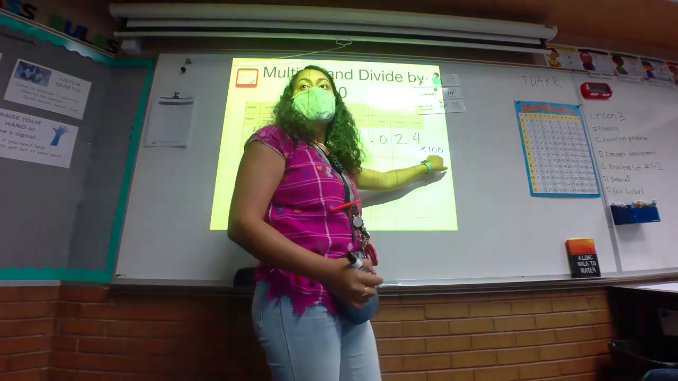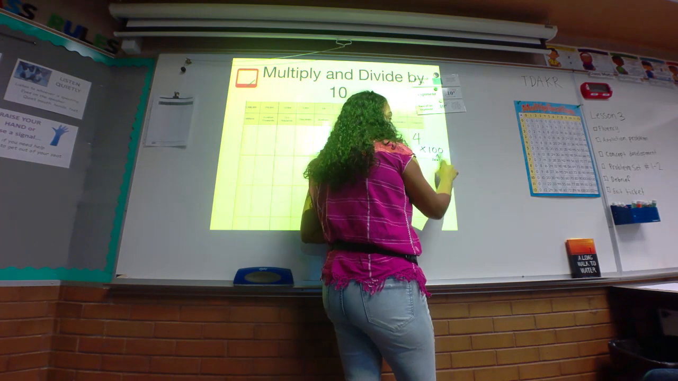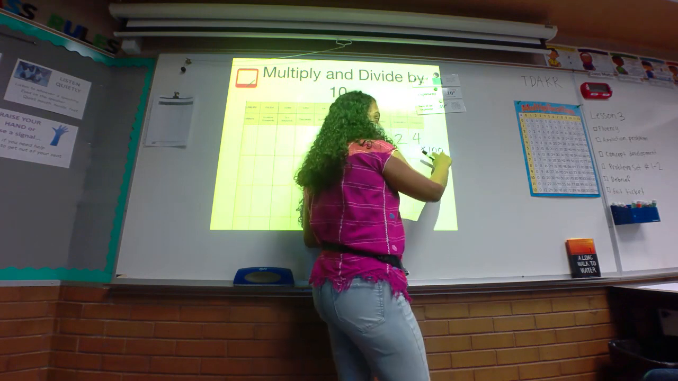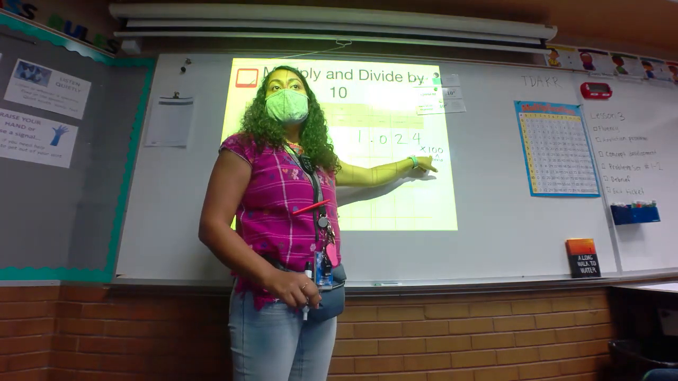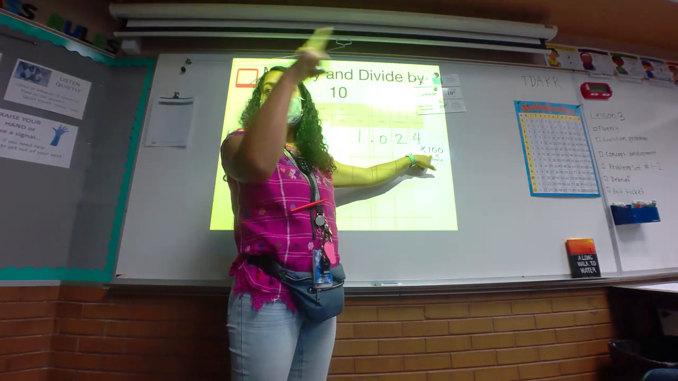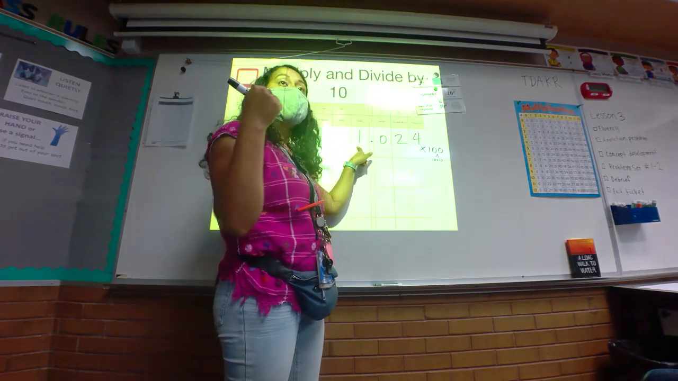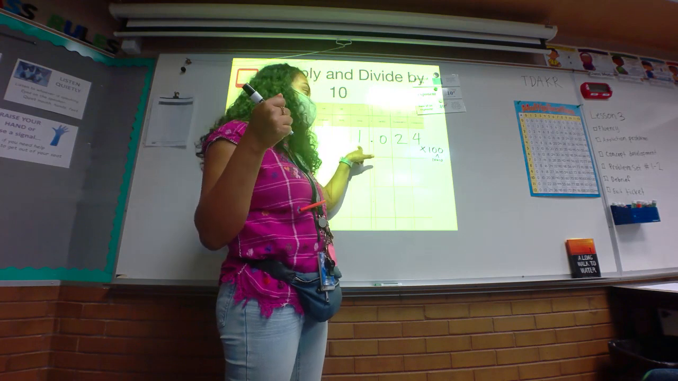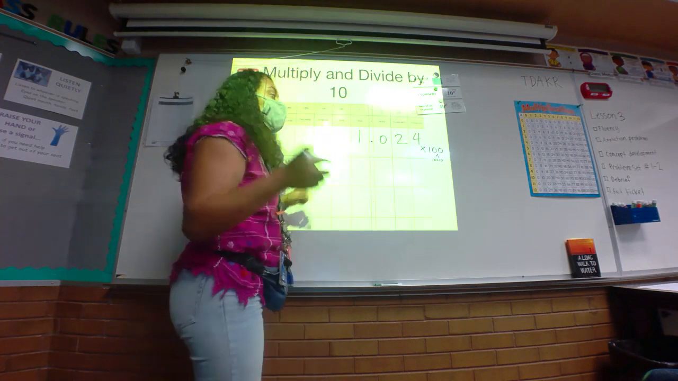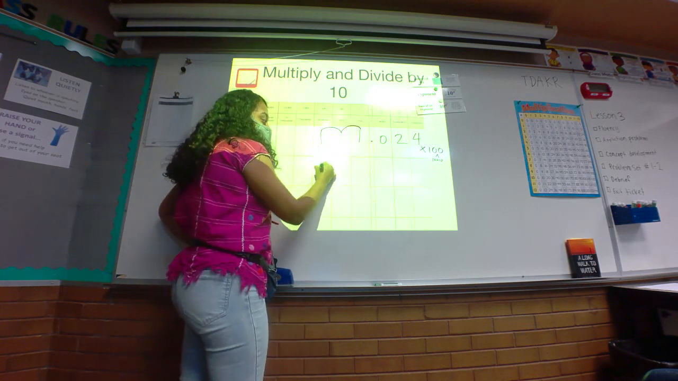We know 100 is also 10 times 10, so that's 2 powers of 10, right? So how many shifts? 2, left or to the right? Left. This time I'm going to start on the left side, because this isn't a 0, this is a 1. Ready? 1, 2, drop it down.